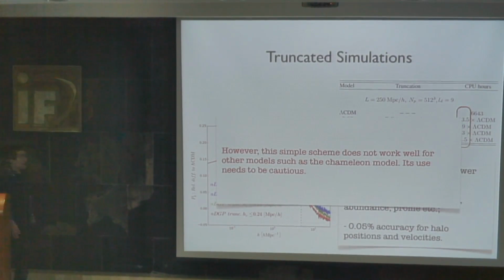So, okay, we have tested these truncation methods for different kinds of models, and for the DGP model we have seen that it works really well. But unfortunately, for all the other types of models that we have tested, it doesn't really work that well. The loss of accuracy is terrible for those models, and for that reason this method is quite limited.